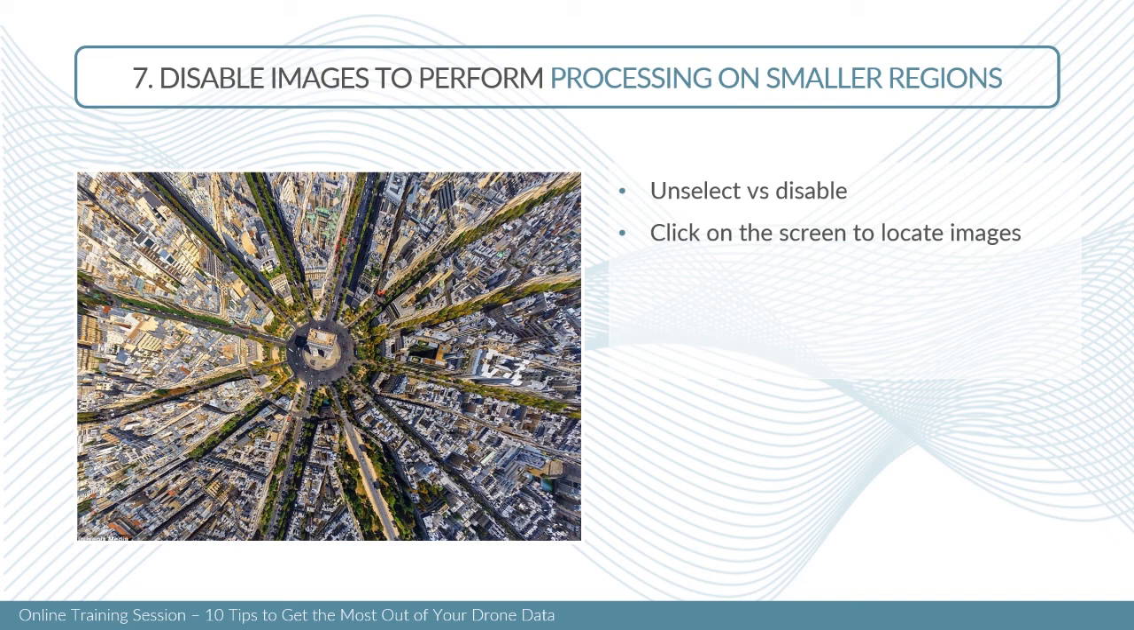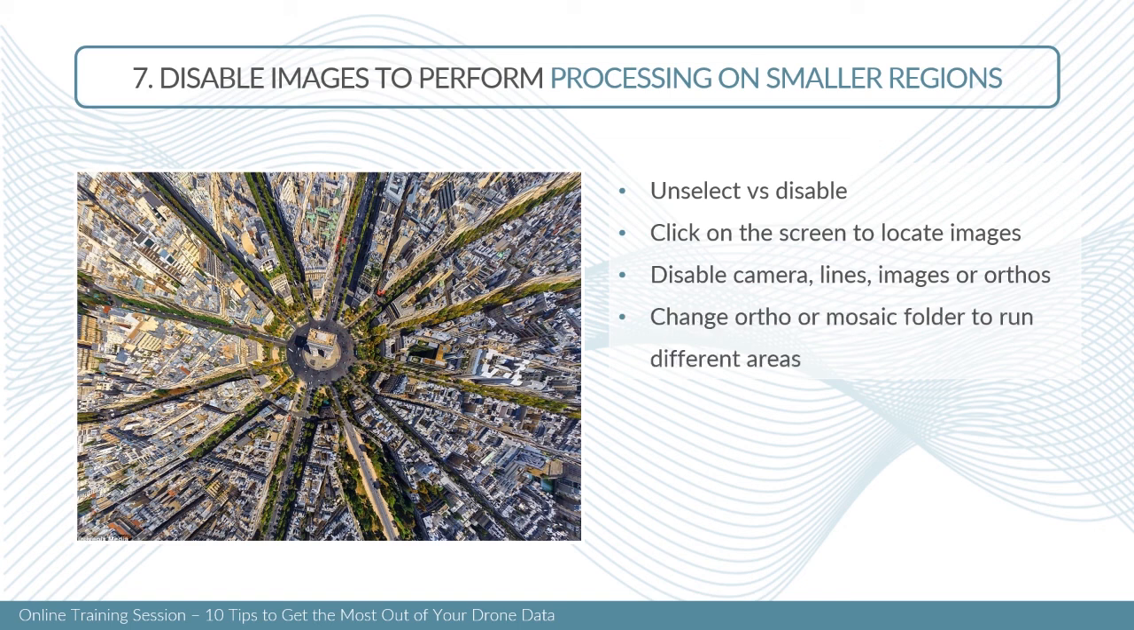So you can click on the screen. If you click on one of the images on the screen, it's going to help you locate the image in the project tree. Sometimes when you have a lot of images, it can be difficult to find out what image you need to disable. But if you click on the center of the image on the screen, this is going to automatically select the image in the project tree, and then you can disable this image. As I mentioned, you can disable a whole camera data set, flight lines, images, or single orthos from the processing.